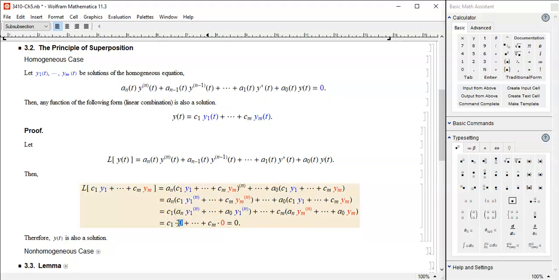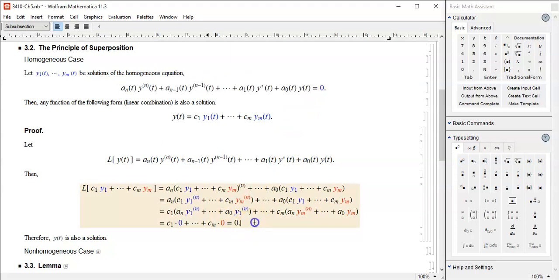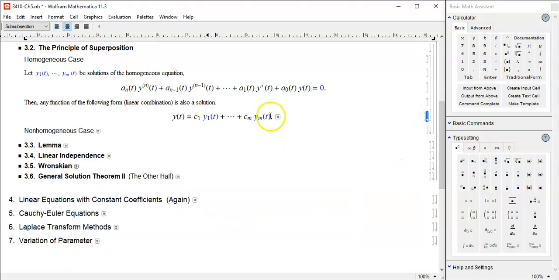Repeat that for y2, y3, and ym, the last one. Again, this is the left-hand side of the ODE, so that's 0. So what did we have? We just have a bunch of zeros added together, so this is 0. In other words, this is also a solution of the homogeneous equation. So even if you just add or multiply by a coefficient or take a linear combination, 0 remains 0.